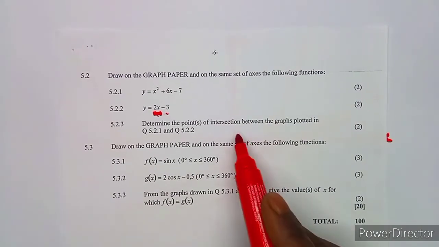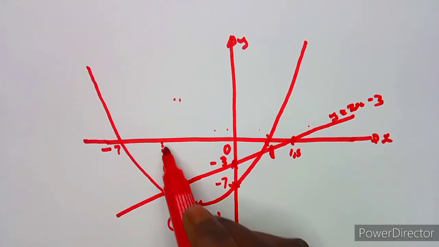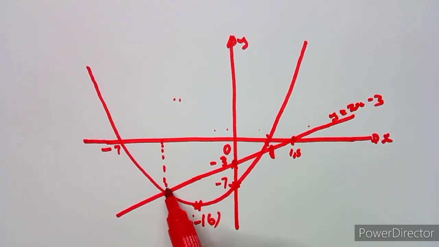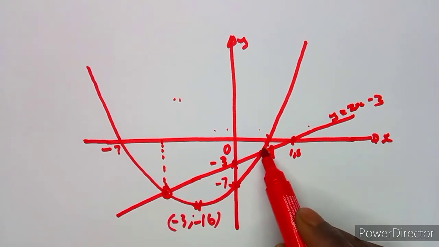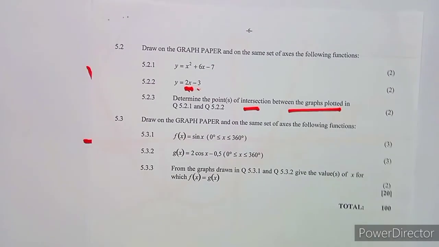Then the point of intersection is where these two graphs are going to intersect. So you're going to take the value of x and y at this point and also the value of x and y at this point. That is your point of intersection. All right, so that's what you're going to have there.